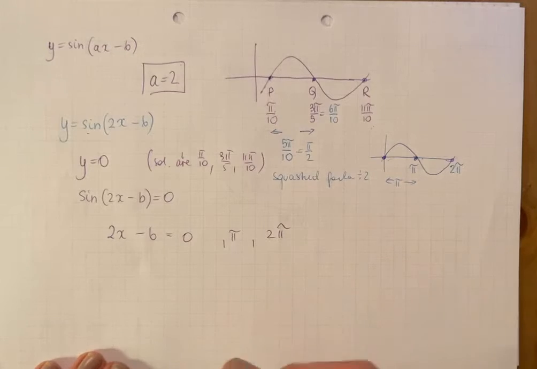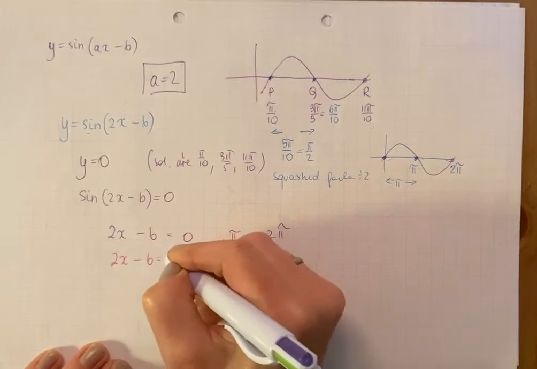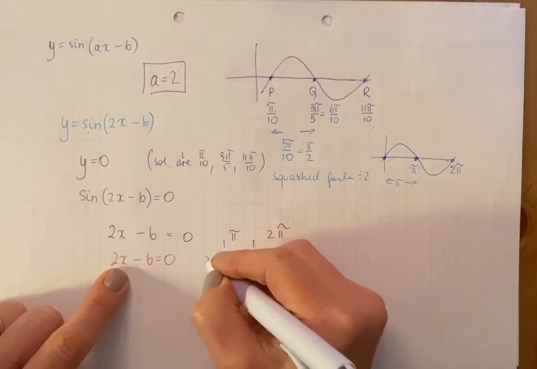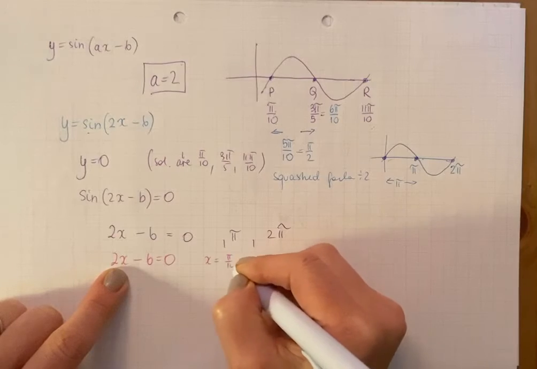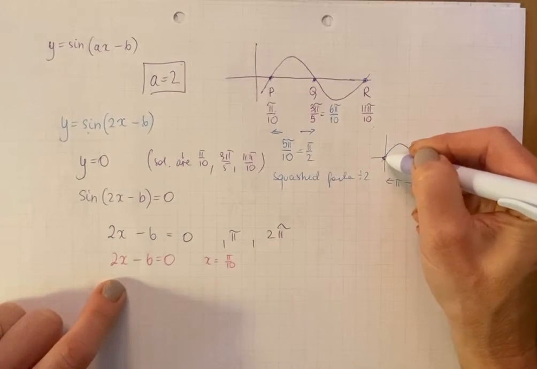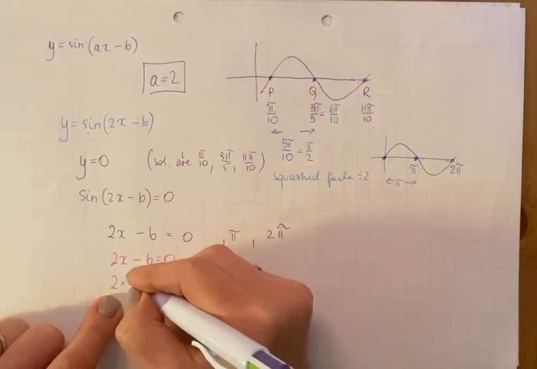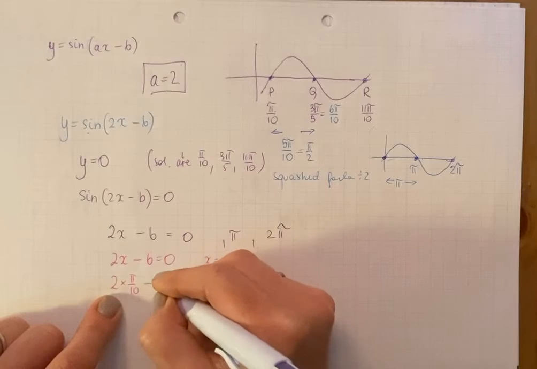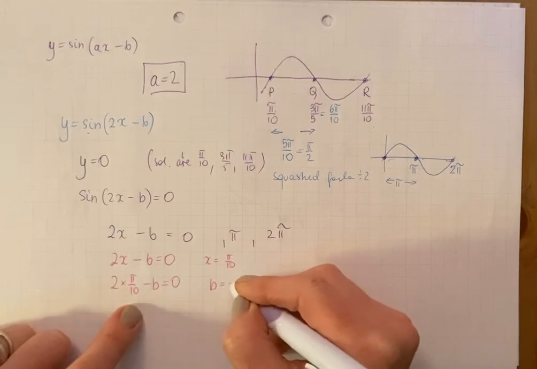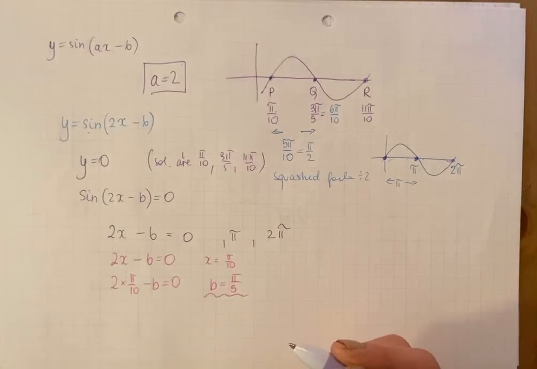So you'll be solving 2x minus b is equal to 0, and you know the solution to this. It was x equals pi over 10, because that would have generated the first solution, because it came from the first solution, which was 0. So if you put 2 times pi over 10 minus b is equal to 0, you could see that b is equal to 2 pi over 10, which is pi over 5. So I've got the value of b.